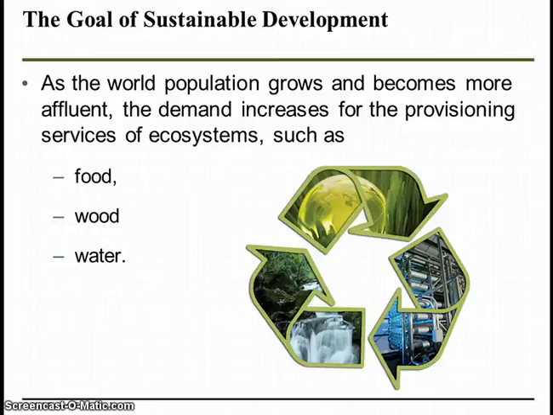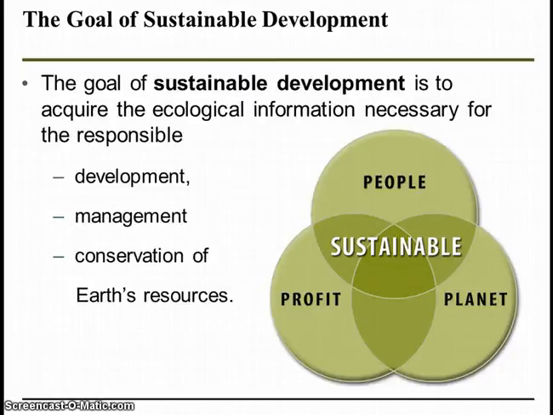And it should be a goal for people to be more sustainable. So how do we do that? Well, you need to be able to maintain people, planet, and profit. When you have all those things coming together, you can be sustainable. So you have to do sustainable development, you have to manage it, and conserve the resources.